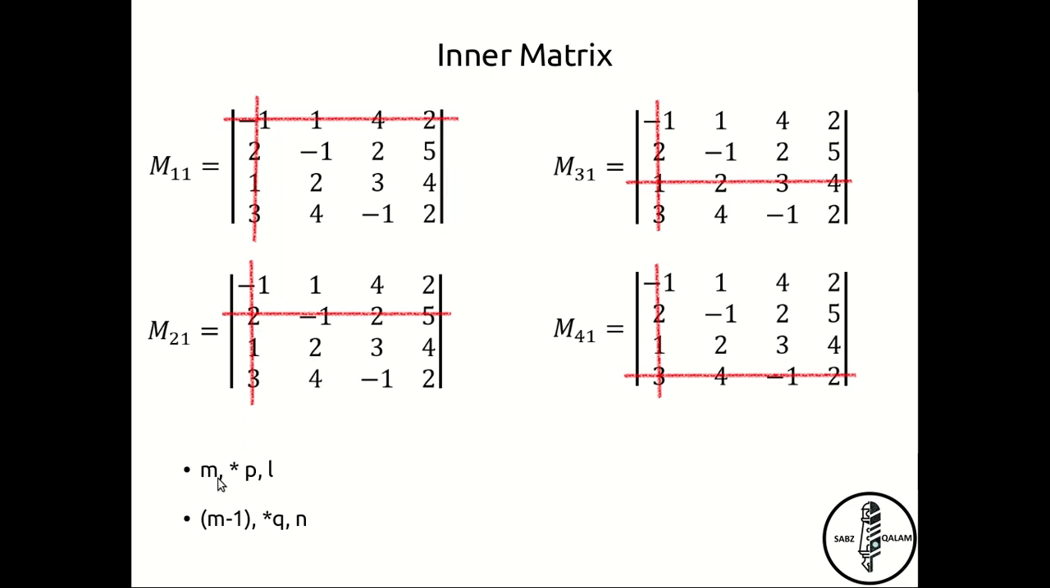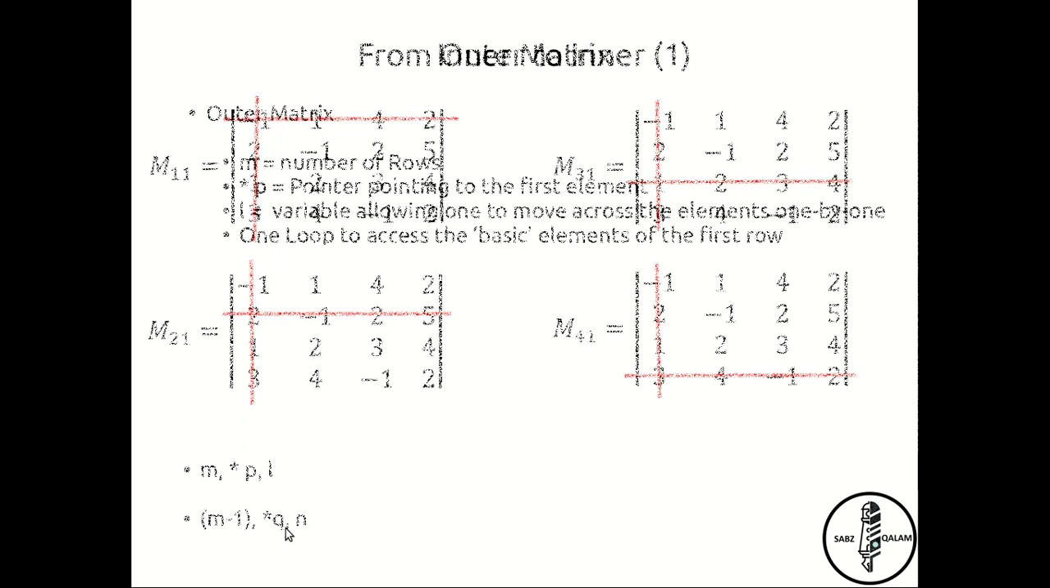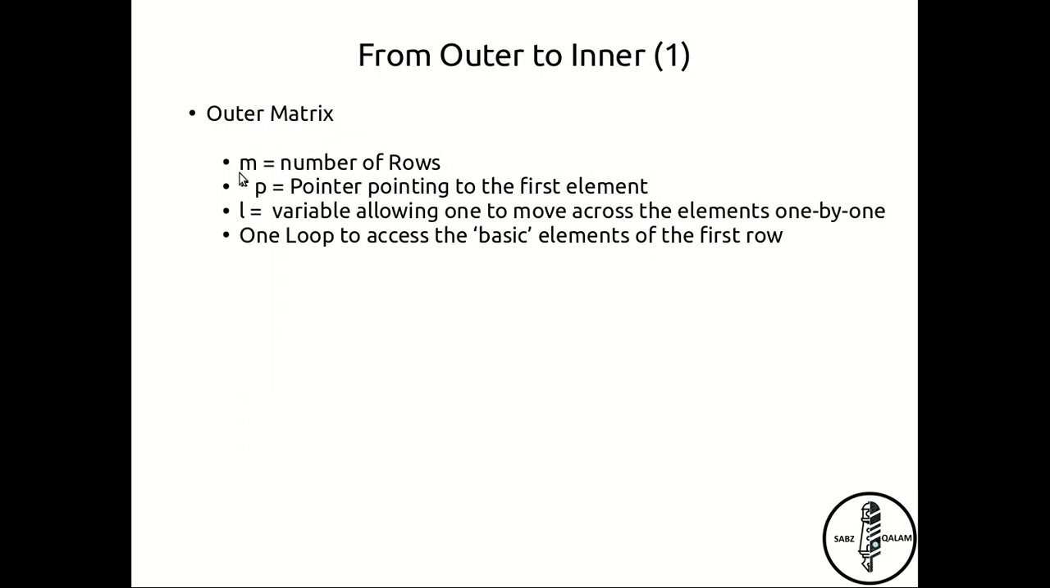Okay, so the outer matrix has dimensions m, has this pointer p, and L helps us traverse through the elements one by one. And the inner matrix has dimensions m minus 1, has a new pointer q, and has then a variable n, which helps us traverse through the elements one by one. So for the outer matrix, you need m number of rows, p pointer, L variable, and one loop to access the basic elements of the first row.